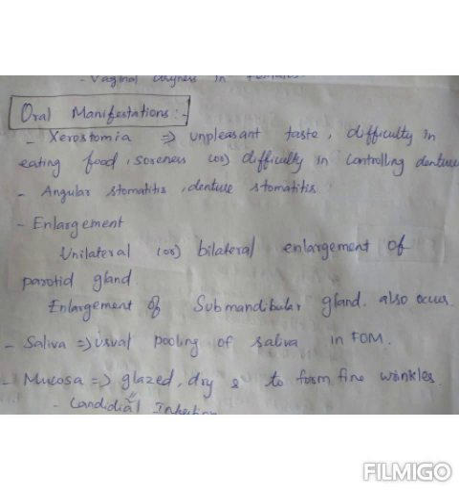Next, moving on to oral manifestations. First is xerostomia. What is xerostomia? Dry mouth. Patients may not complain of dry mouth, but they complain of unpleasant taste, difficulty in eating food, soreness, and difficulty in controlling their denture, and angular stomatitis and denture stomatitis are present. There is unilateral or bilateral enlargement of the parotid gland. The most commonly involved gland is the parotid gland. The next gland affected is the submandibular gland. Usually there is pooling of saliva in the floor of the mouth, which is very important.